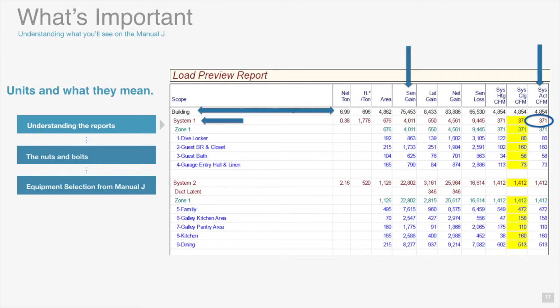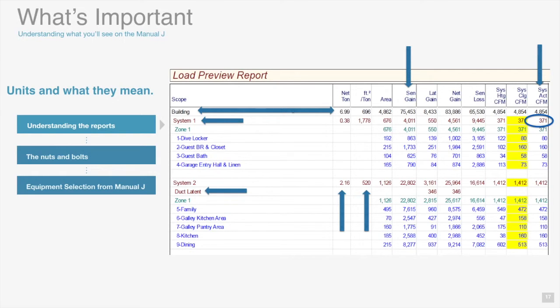The building, if you take this net ton calculation, it's just that. If you see the net gain, divide that number by 12,000 and you get that number, 6.99. That is the total sum for all of the building, not just the individual zones or the systems that are there. Down here you can see another one that has ducts in unconditioned space, so there's going to be a certain amount of latent gain. These are probably in an attic or a crawl space. And then you can see the net tons are listed right here.